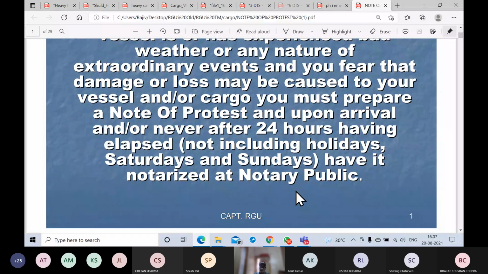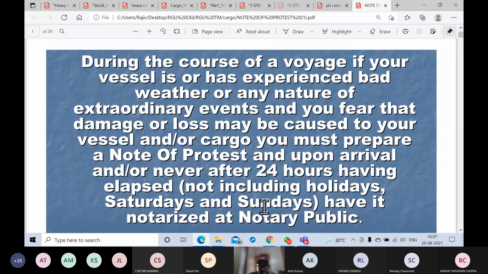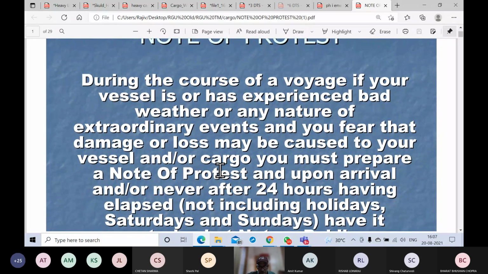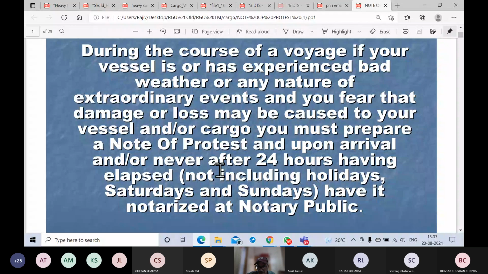In this, please remember, you have not seen the damage yet. You are just fearing damage, that is all. You fear damage that might have been caused to the vessel or cargo or both, and you submit a note of protest to make sure that everybody is aware and you are somehow protected from insurance cover also. That is NOP, note of protest.